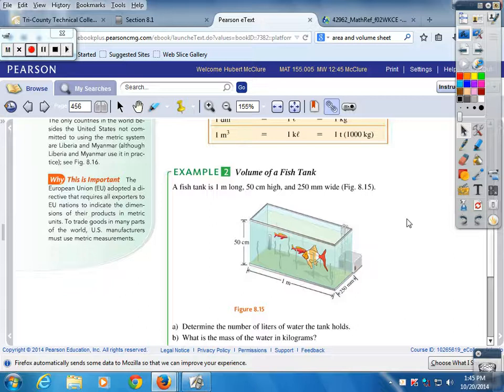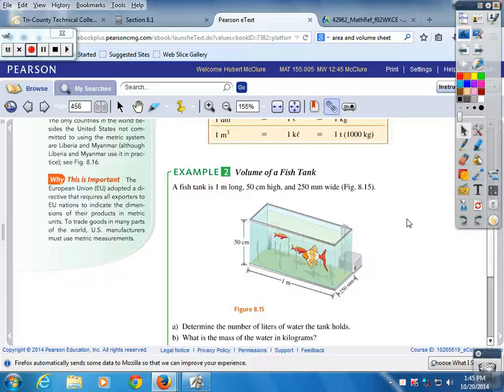Got 3 different units of measuring. That's it. It's 3 different units of measurement. You can't do it that way. You got to make 1 unit of measure. You can change them all into millimeters, you can change them all into centimeters, or you can change them all into meters. But you're going to have to change 2 of them.